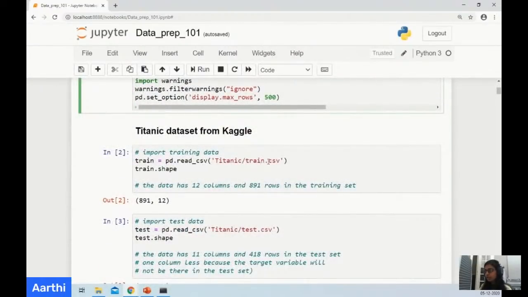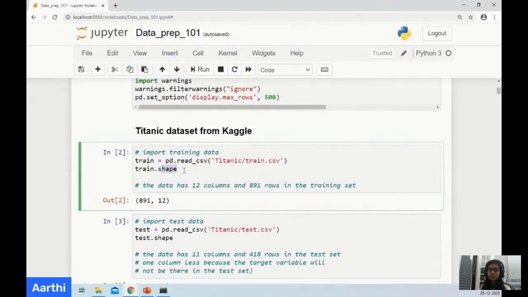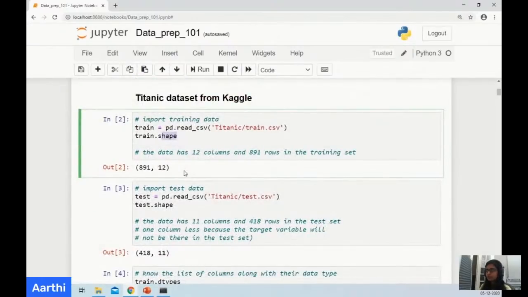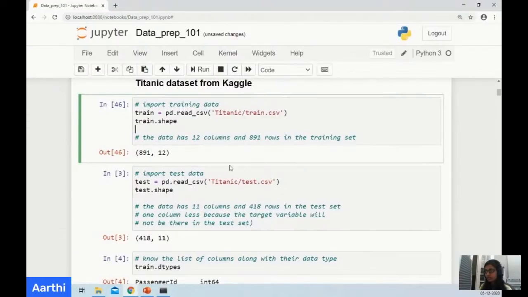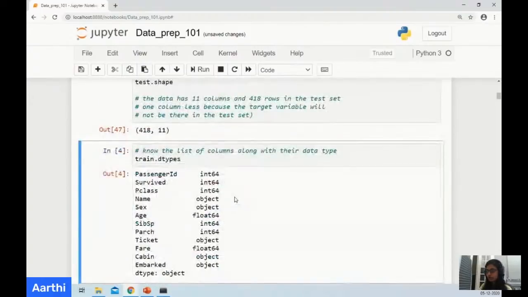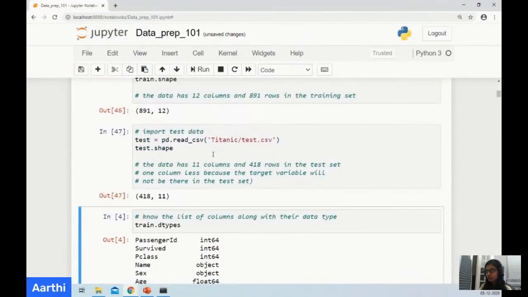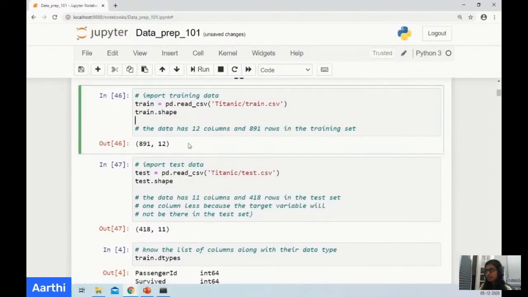Our data is in a CSV format, and we use read_csv to import our data, and shape will give the number of rows and columns in your data. So this is like a matrix. In this example, you have 891 rows and 12 columns in the training data, and in the test data you have 418 rows and 11 columns. What is the difference? In training data, you have the 12th column, which is your target variable called survival. Whether someone survived or not is denoted by 0 or 1.